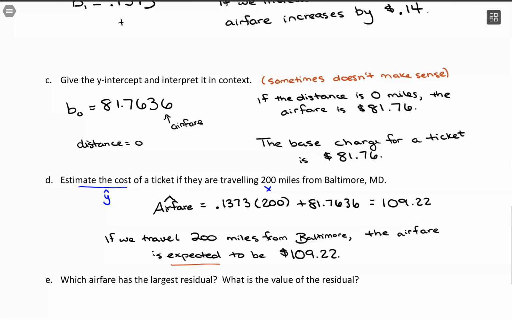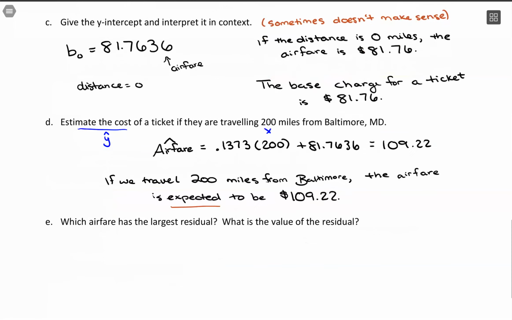say the airfare is $109.22. This isn't an observation, we're making a prediction here. So we'd want some wording there that the airfare is expected to be, or the airfare is predicted to be, or we estimate the cost of the ticket will be. We need some wording in there saying that this is a prediction of sorts. It isn't an actual observation of what the ticket cost.